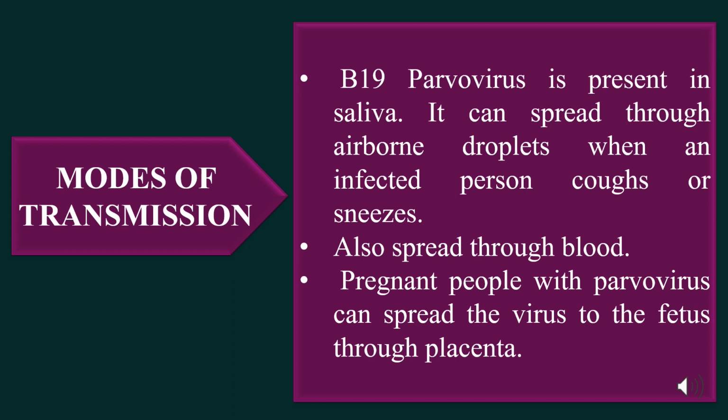B19 Parvovirus is present in saliva. It can spread through airborne droplets when an infected person coughs or sneezes. It can also spread through blood. Pregnant women with parvovirus can spread the virus to the fetus through the placenta, that is, vertical mode of transmission.